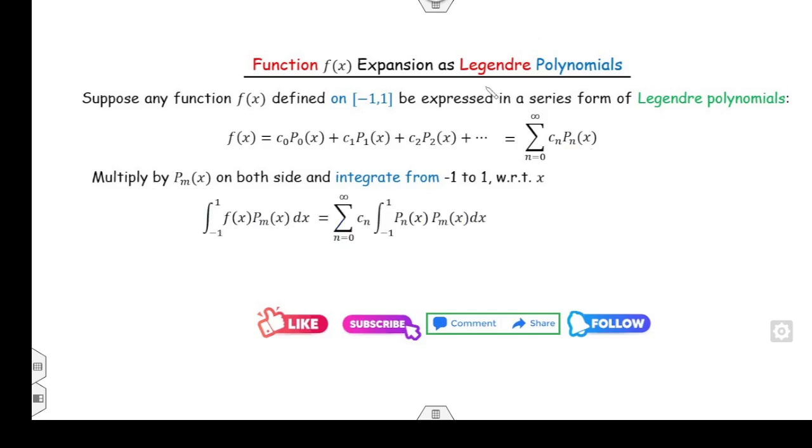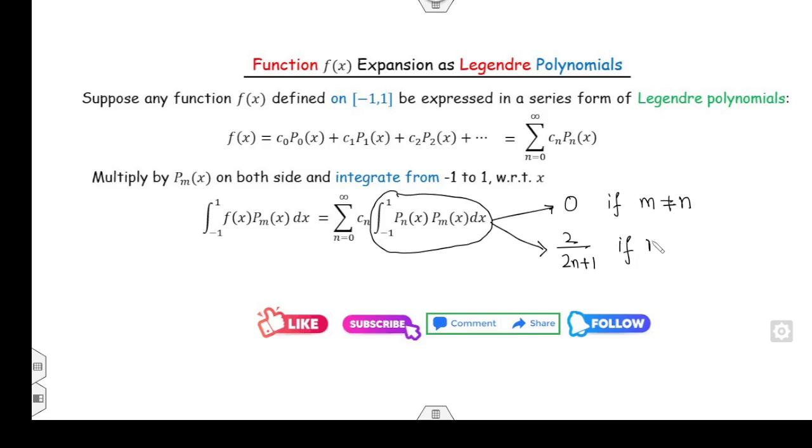Now by using the orthogonal property, this value will be 0 if m is not equal to n, and this value will be 2 over 2n plus 1 whenever m is equal to n. Now clearly n varies from 0, 1, 2 up to infinity.